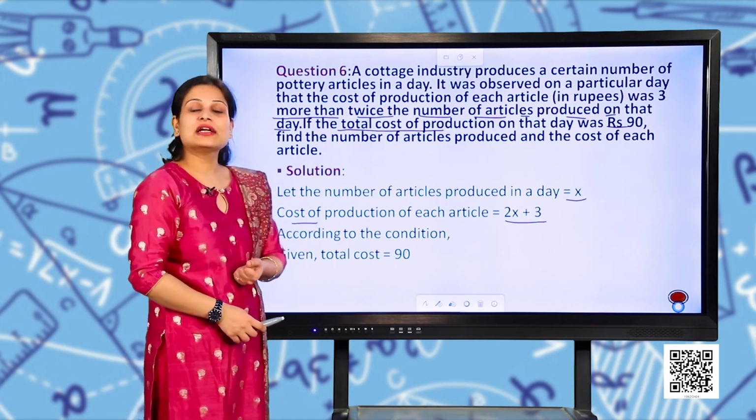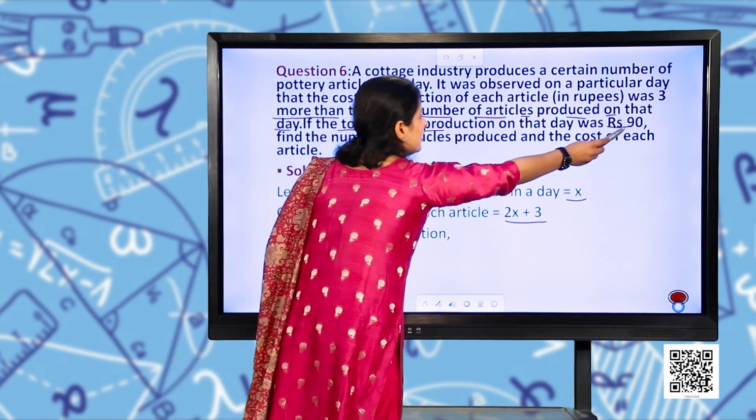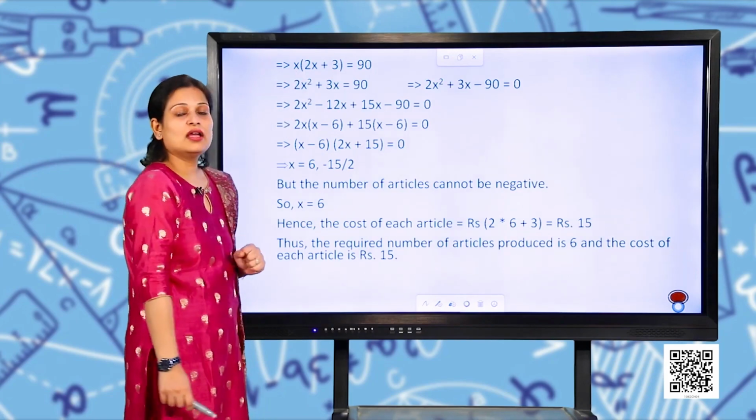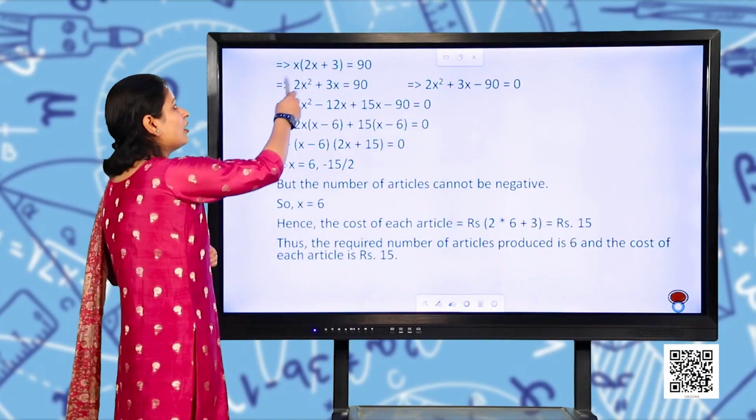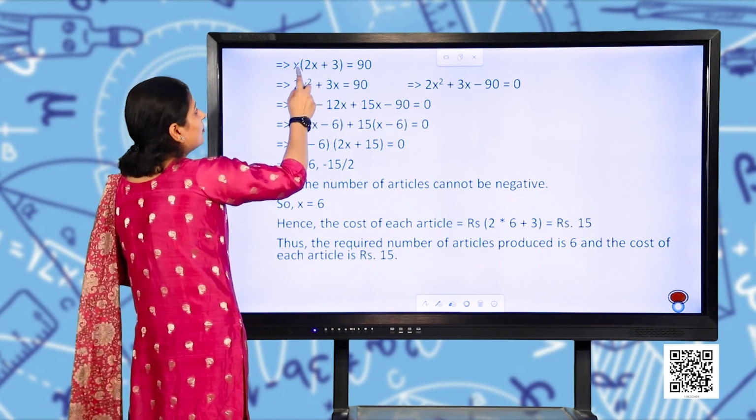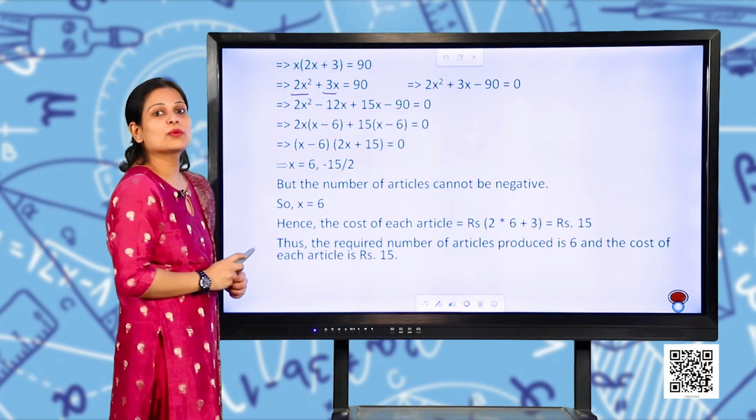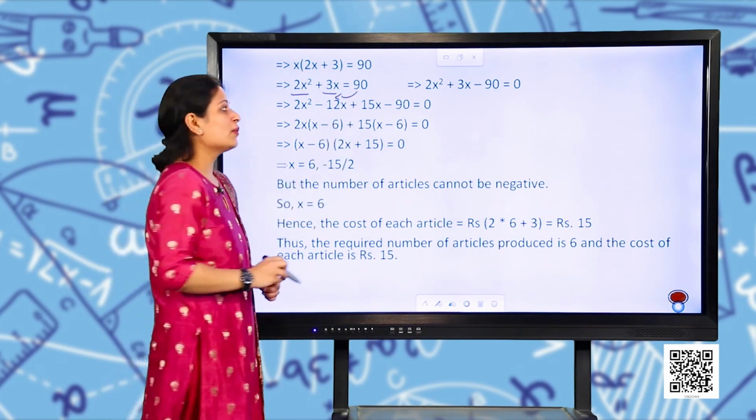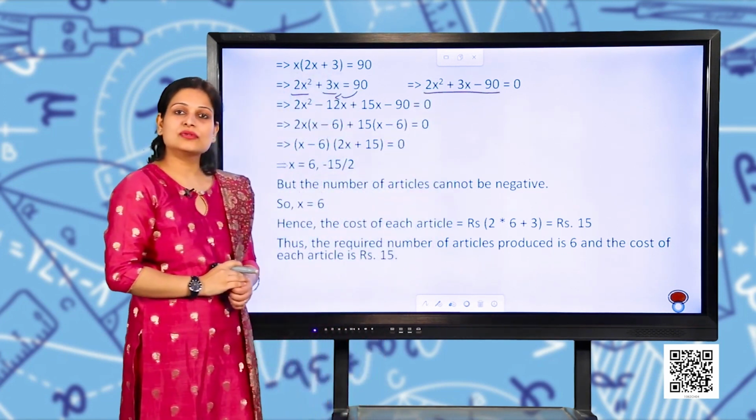Now, according to the condition, the total cost is given as rupees 90. So, we have x into 2x plus 3 is equal to 90. Now, solve this. What will you get? x into 2x, you will get 2x square, plus x into 3, you will get 3x. So, 2x square plus 3x is equal to 90. Transpose 90 to the left hand side. So, the equation is 2x square plus 3x minus 90 is equal to 0.